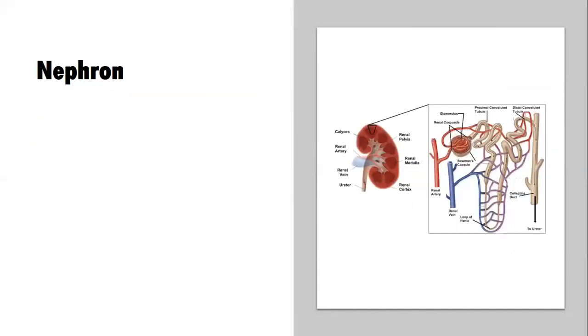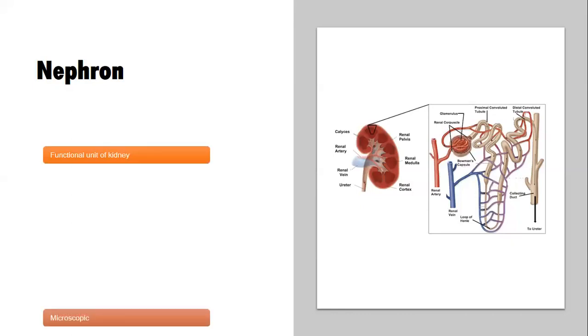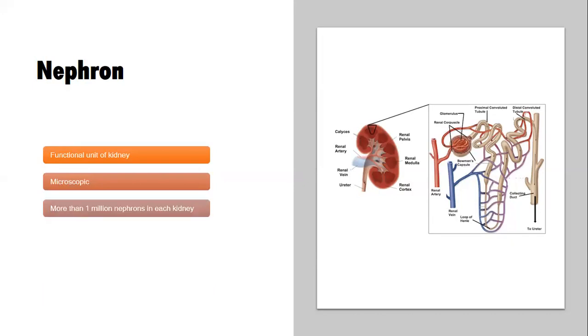The nephron, as we mentioned before, is the functional unit of the kidney. It is microscopic, and there are more than 1 million nephrons in each kidney. We now do nephron-sparing surgery to save each nephron and prevent end-stage renal failure. So it's a more advanced surgery now to save the kidney and prevent renal failure.